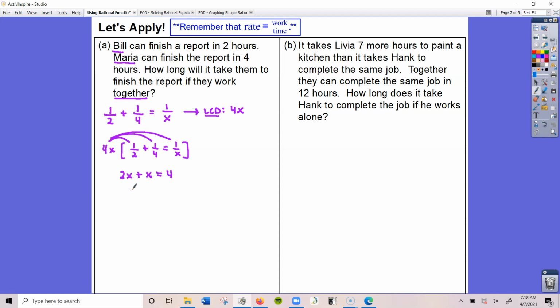So 2x plus x is 3x, is equal to 4. And then we divide by 3. So x is going to equal, if you actually divide 4 by 3, you get 1.3, and the units here are hours.